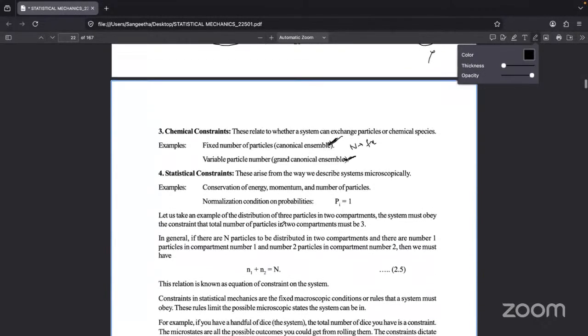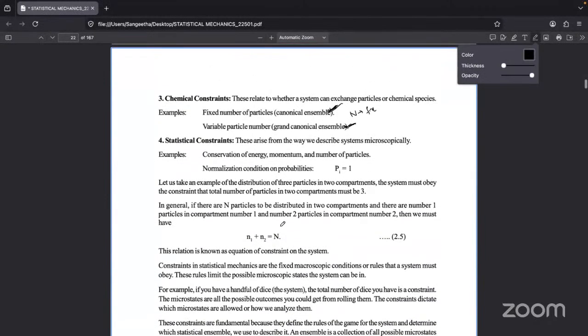Next we have statistical constraints. In statistical constraints we take a probability P and write its normalization. Normalization is equal to 1. This is about statistical constraints.